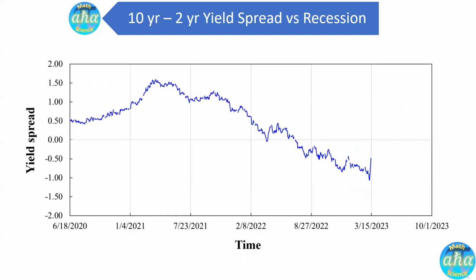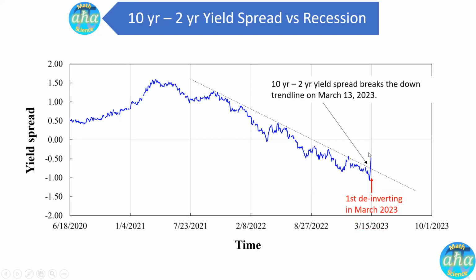Fast forward to March of this year: you can see we are clearly in a downward trend line for the yield spread. Then around the middle of March, March 13, you can see the yield curve spiked up. That's a de-inverting, the first attempt, when the yield spread breaks the downward trend line. But at that time we did not argue that a recession was certain, because of the complex structure of the yield curve.